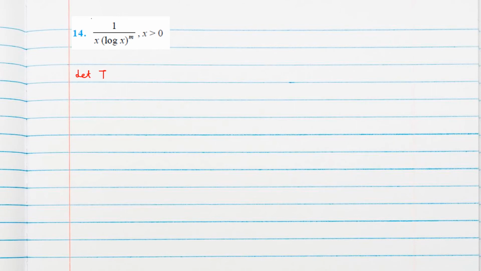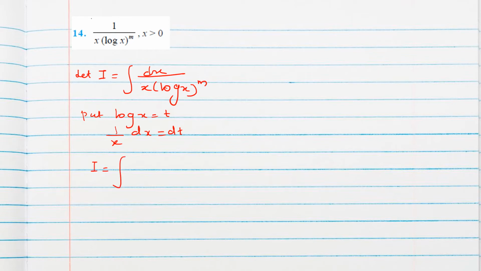Let the integral be I. Now put log x as t. So 1 by x dx will be dt. So here we got dx by x as dt. Our integral will be now, instead of this we'll write dt, divided by log x to the power m, but log x is t now, so t to the power m. So this we can write as t to the power minus m dt.